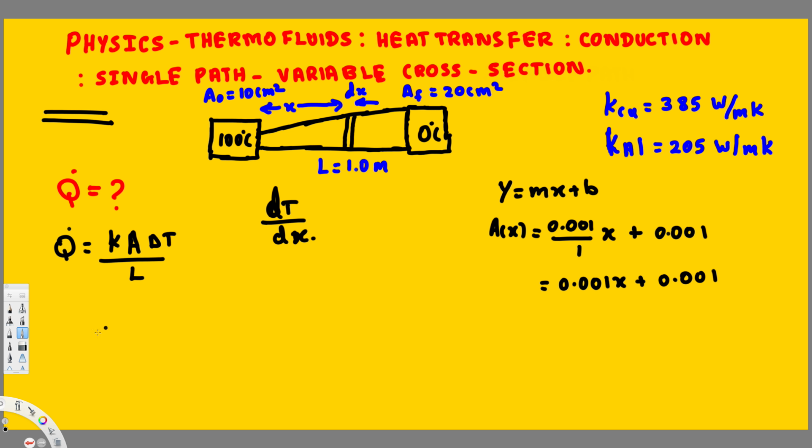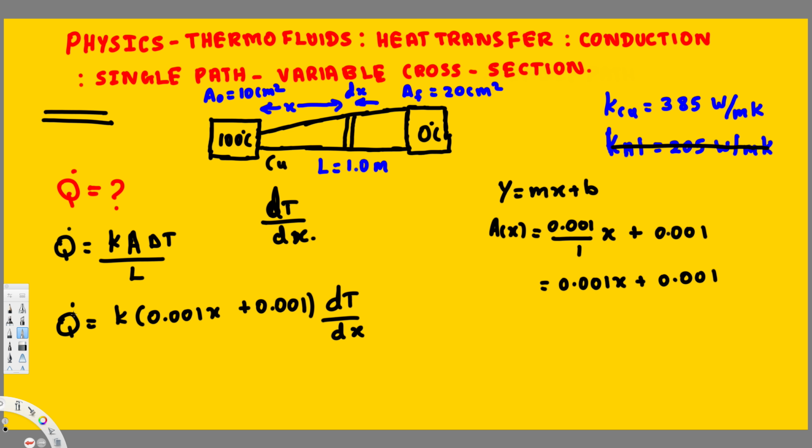Now let's write our new equation. We are going to have Q dot equivalent to kA. Instead of area, we plug this value. This is actually only copper, right? So we don't need this information. Now let's use this area: 0.001x plus 0.001, times, instead of delta T over L, we use dT over dx, because the temperature differentiates with the distance, right? So it's going to be dT over dx.